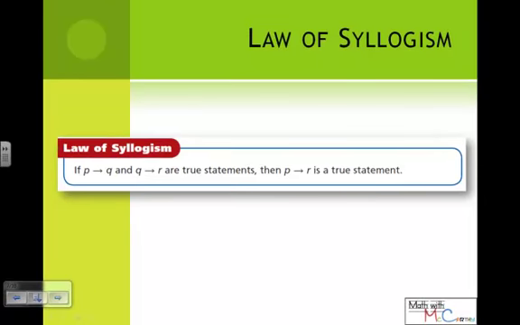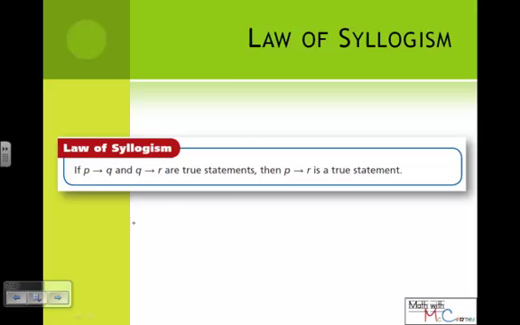Another form of deductive reasoning is the law of syllogism. The law of syllogism says if P implies Q and Q implies R are both true statements, then P implies R is also a true statement, so we can cut out Q. For example, if the team wins tonight, then they will go to the championship. If they go to the championship, there will be a game on Friday.